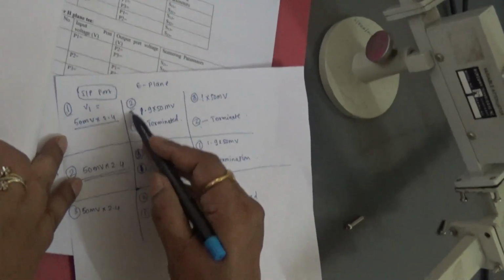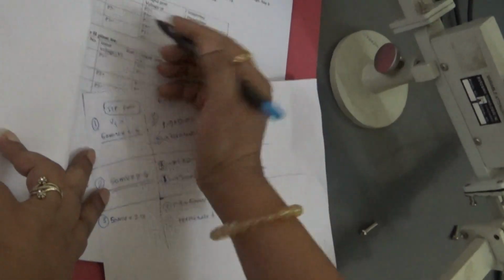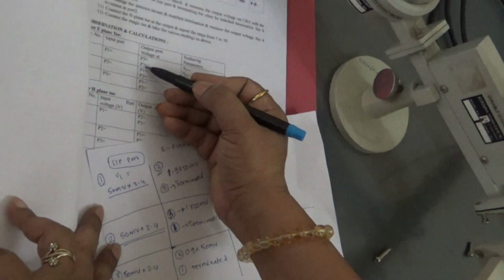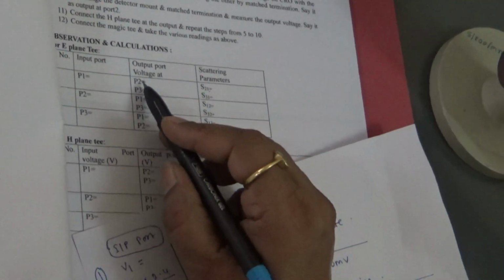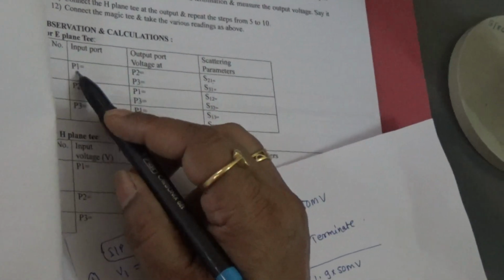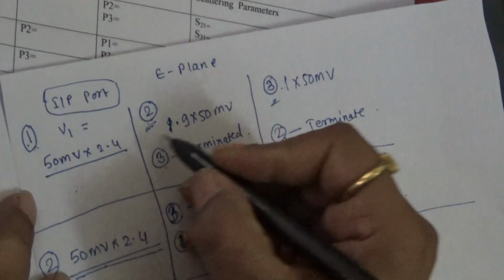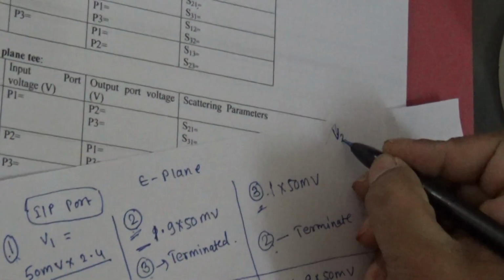We are given input V1, and we measure the output at port number 2 and port number 3. So what parameters are you getting? You are getting the parameter S21. That means if you take the voltage at 2, V2 divided by V1.